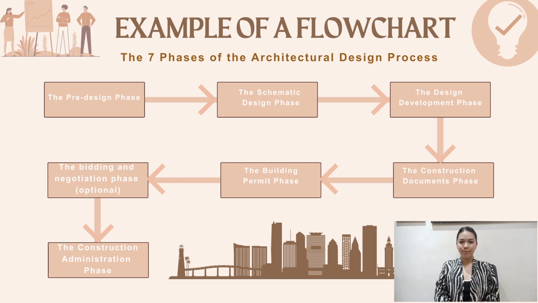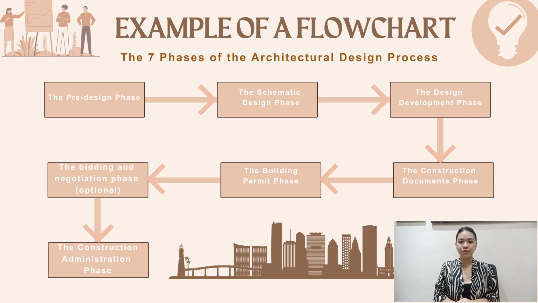So this is an example of a flowchart that is related to our field. This is the 7 phases of the architectural design process. First is we undergo the pre-design phase, followed by the schematic design phase. Next is the design development phase, and moving on, we have the construction documents phase. To continue, we also undergo the building permit phase, also the bidding and negotiation phase, and the last process is the construction administration phase. After that, we have the building being built by the team.